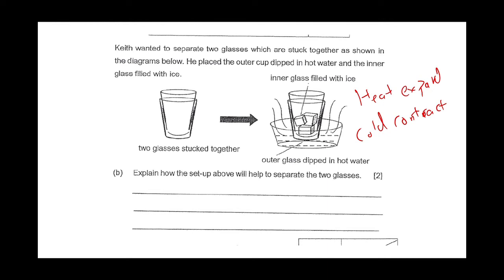So this is what Keith has done. He put it in ice, right? So this one loses heat. When you lose heat, you contract and become smaller. When you contract and become smaller, it's easier to remove. This one is in hot water, right? So you gain heat, and then after that you will expand.